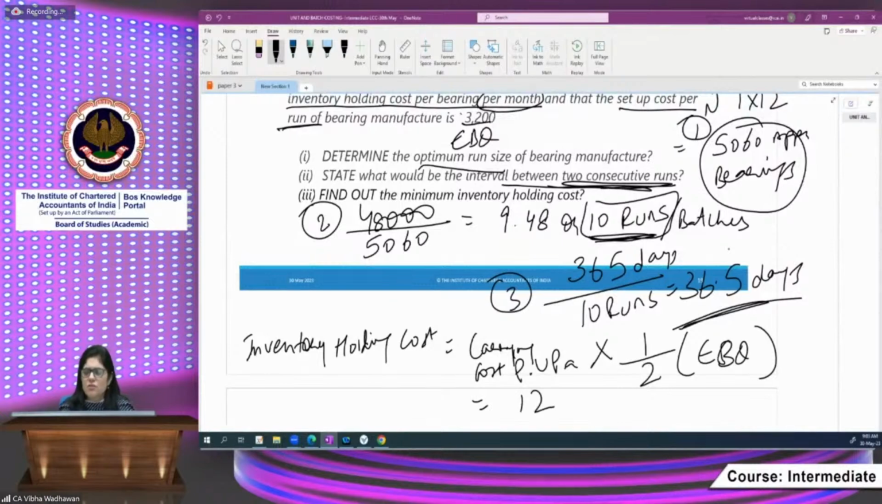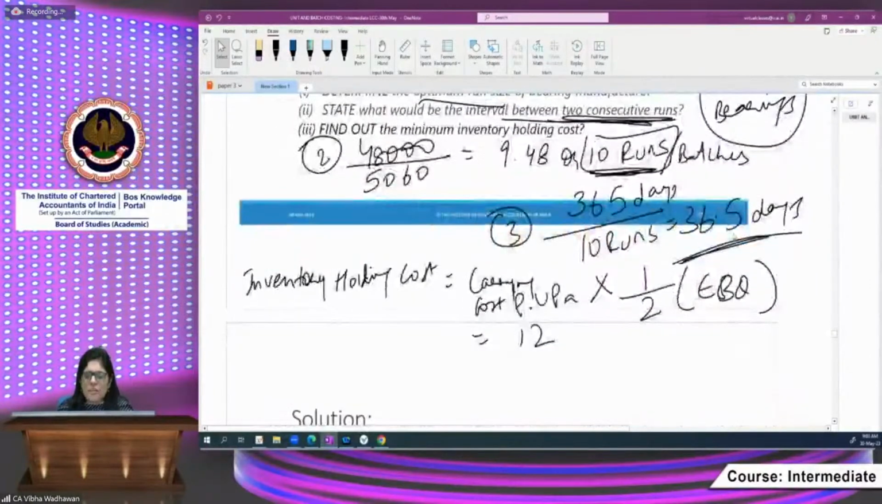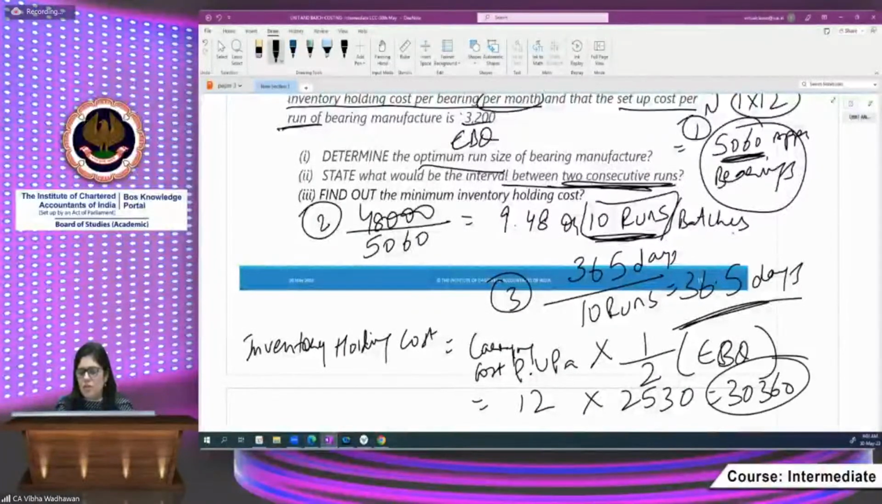Carrying cost per unit per annum, 1 into 12, is 12. So carrying cost per unit per annum is 12 into half of EOQ. 5060 is your EBQ, so 5060 divided by 2. That means we assume that half of this EBQ will be there in stock throughout the year. We take the average, divided by 2. So 2530 into 12, so 30360 should be the inventory holding cost, which should be minimum.